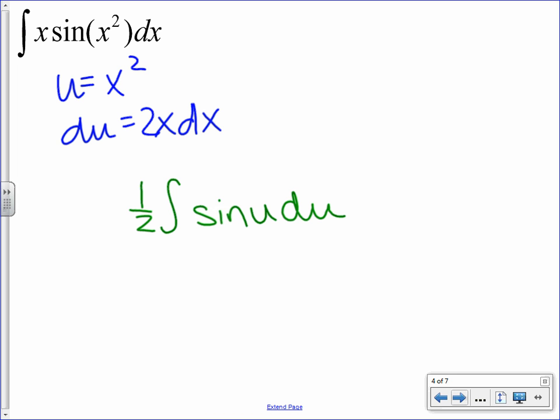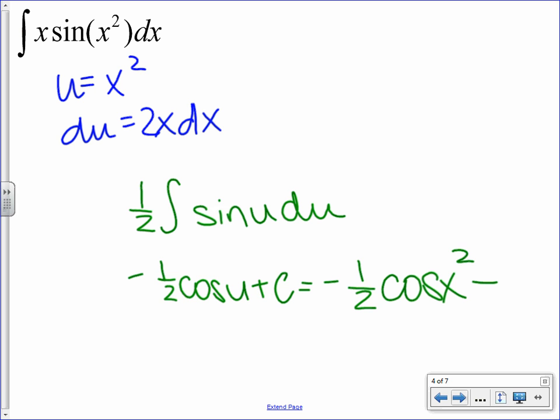Okay. All right, so, Nathan, Nate, come on, Nate. 1/2, negative cosine of x. Okay, so it ends up being negative 1/2 cosine of x squared.